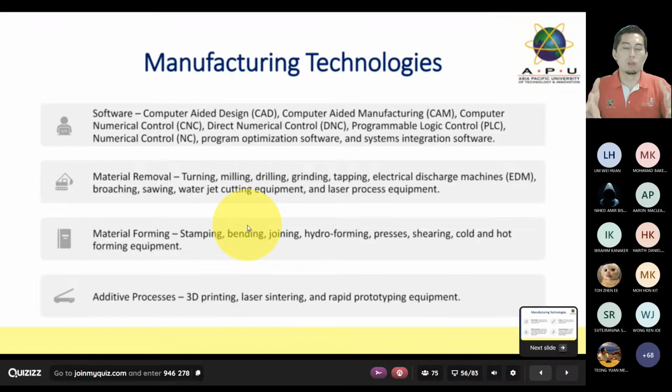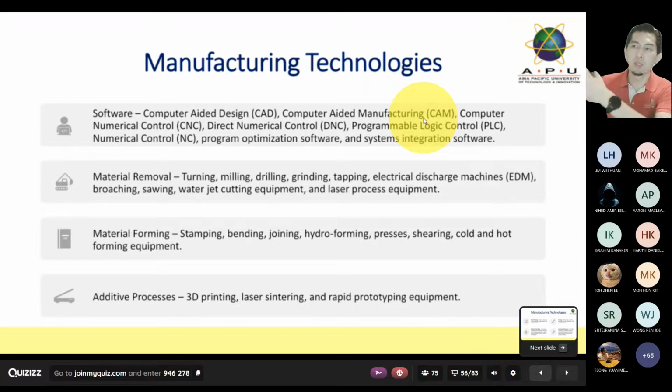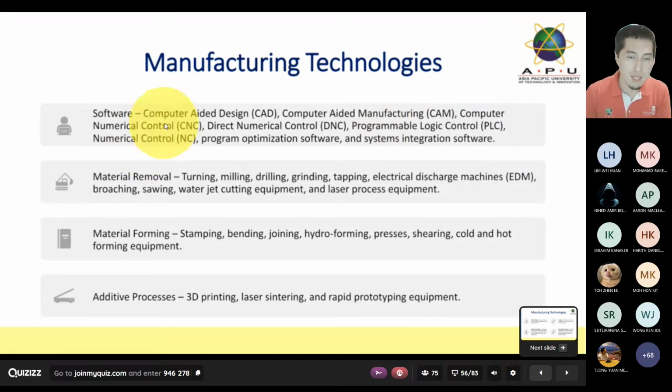Now, when it comes to manufacturing technologies, you see a few examples here. You see computer-aided design, whereby you are designing and creating the measurements and dimensions on your computer first. And then you have computer-aided manufacturing, which is the intermediary between your computer's design and the actual manufacturing machine. When you go into CNC, computer numerical control, that is basically where the manufacturing machine sits.